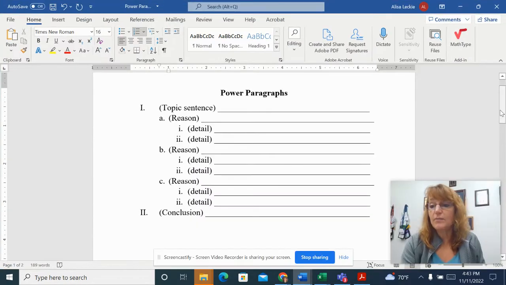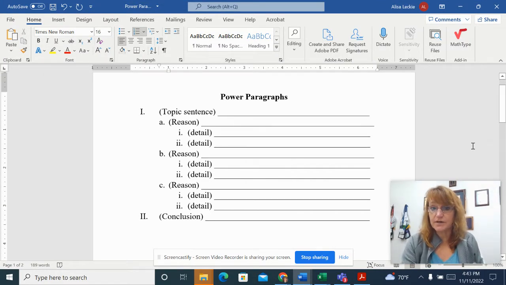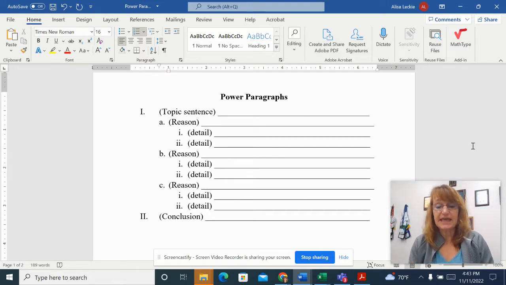So I'm going to scroll. This is a document that I print out on a large poster printer and have up in my classroom because this is the basic outline for a power paragraph. So you have your power one, which is your topic sentence or your conclusion. Then your next power level are your reasons, and then you have some details for each of those reasons. So a very straightforward paragraph structure to use.